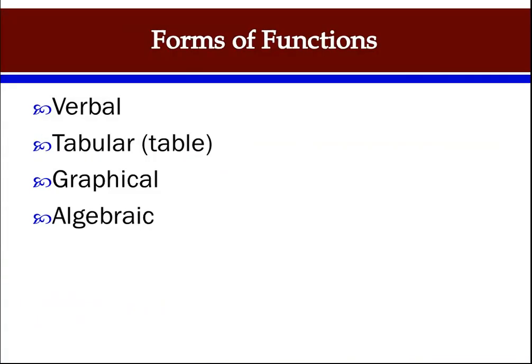They come in all forms. They come with verbal descriptions. They come in tables, also called tabular. They come in the form of graphs, often in newspapers and on websites. And they come in algebraic forms.